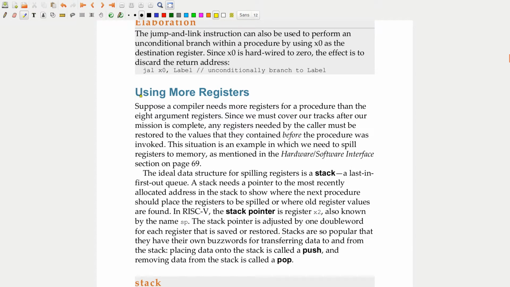So let's talk about using more registers. If a compiler needs more registers for a procedure than the 8 argument registers, then we have to find some other ways to do that. And so there's actually a data structure for doing such a thing, and that's the stack. What a stack is, is a last in, first out queue.